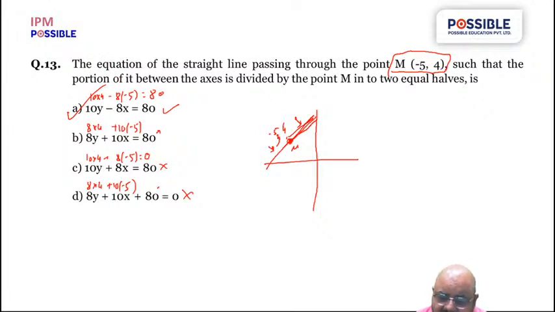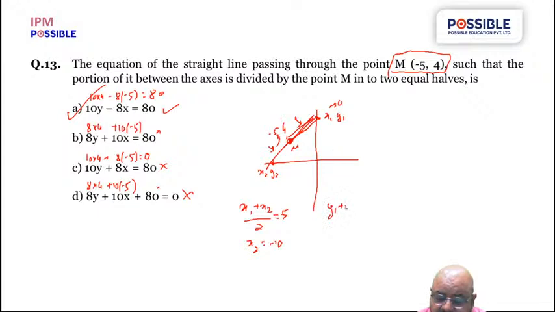Of course, what I could have done was I could have looked at these points. If the coordinates here are x1, y1 and the coordinates here are x2, y2 and minus 5, 4 is the midpoint, I would say x1 plus x2 upon 2 is equal to minus 5. And as you can see here, x1 will be 0. So you'll get the value of x2 as minus 10.